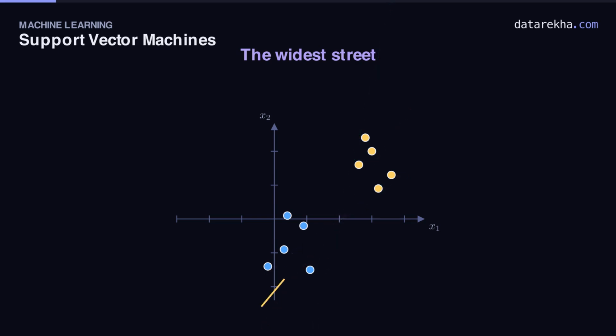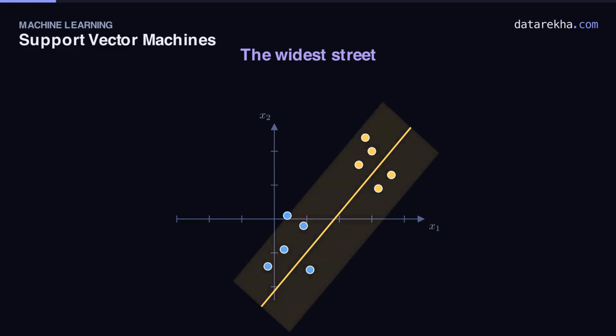The support vector machine gives a beautiful answer. Don't just separate them. Separate them by the widest possible empty street. Picture rolling out the fattest band you can between the two classes, without touching a single point. The line running down its middle is the one we keep.